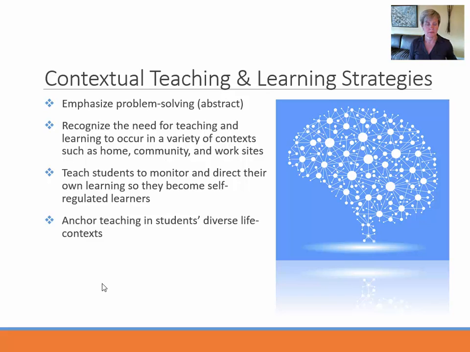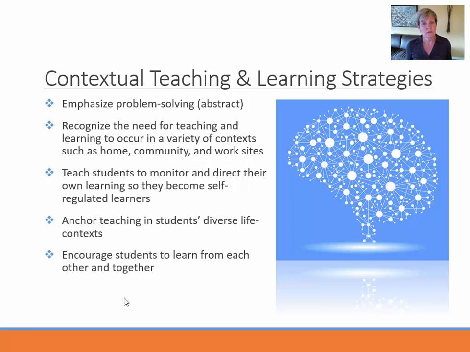Anchor teaching in students' diverse life contexts. So put that in the different way that they are as a learner, whether it be formal, non-formal, or informal. Anchor that in the diverse context that they are going to be within, especially on a particular concept. Encourage students to learn from each other and together. This is that collaborative piece.